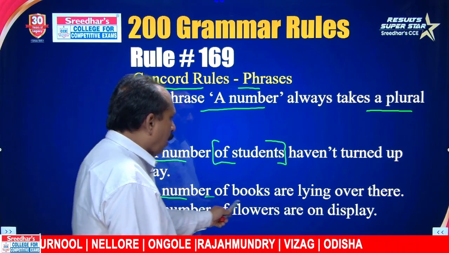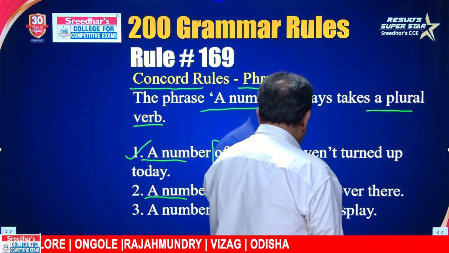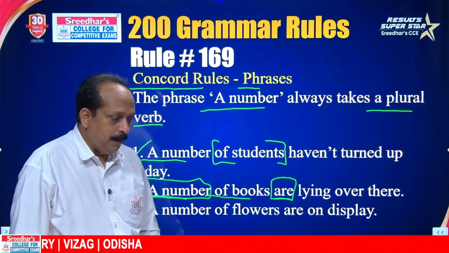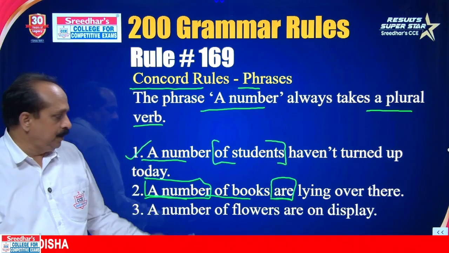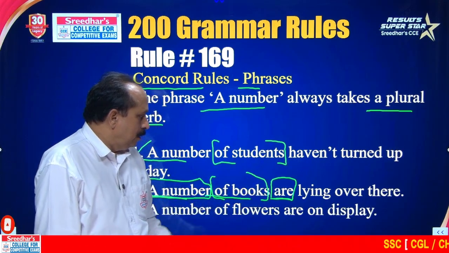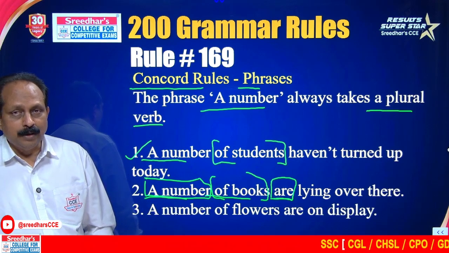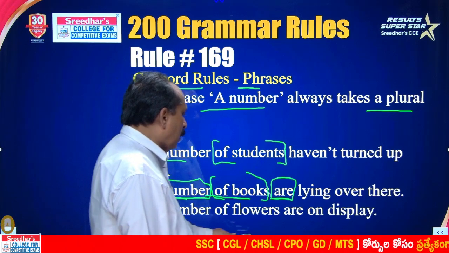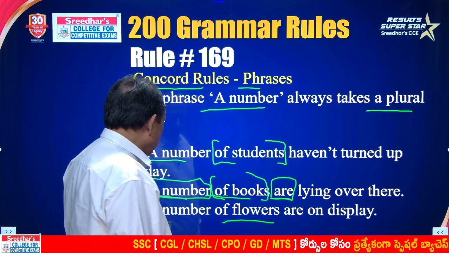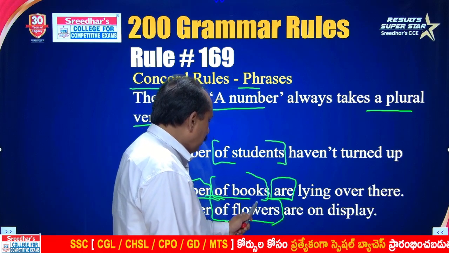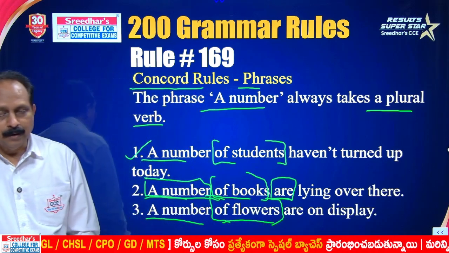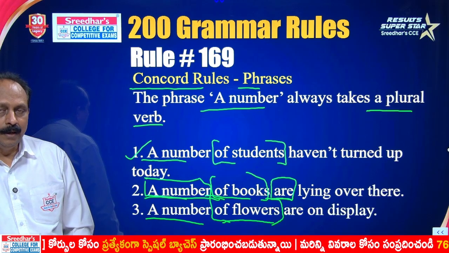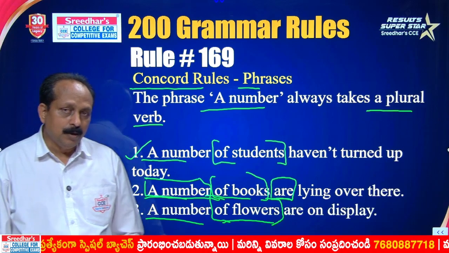A number of books are lying over there. What is the subject? A number, the phrase a number. Of books is a phrase, don't consider. A number of books are lying, not is lying, over there. A number of flowers are on display. This is a phrase, don't consider the phrase. A number, that phrase is the key phrase. A number takes a plural verb, based on that, are on display, not is on display.